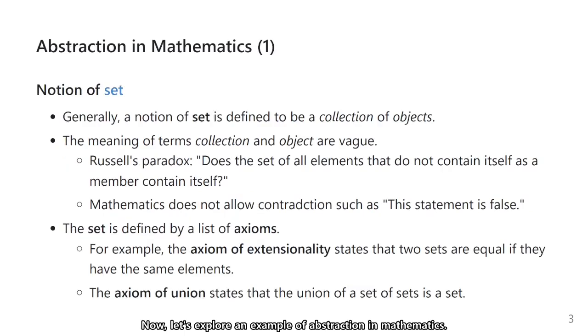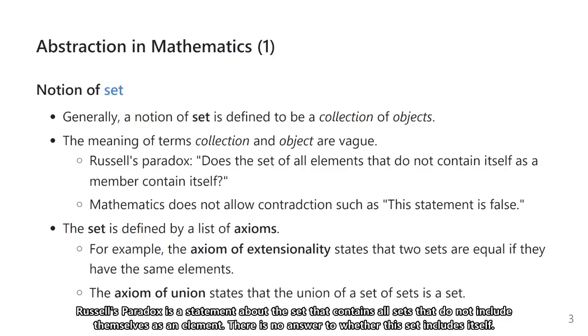Now, let's explore an example of abstraction in mathematics. Let's consider the concept of a set. We usually think of a set as a collection of objects. However, these words, object and collection, are very ambiguous. If we define a set in this way, we encounter paradoxical statements like Russell's paradox.